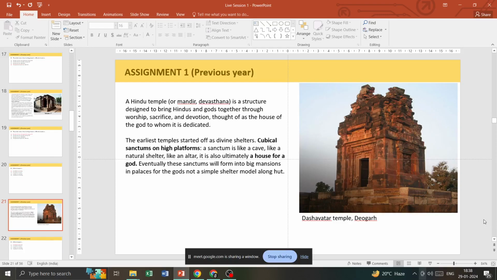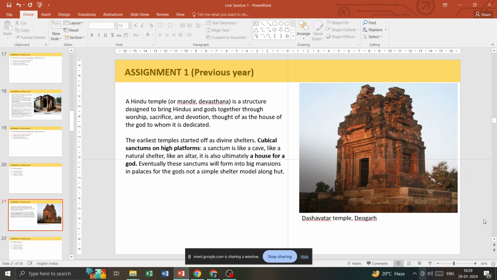A Hindu temple, mandir, devsthan, is a structure designed to bring Hindus and gods together through worship, sacrifice and devotion. It is thought of as the house of the god to whom it is dedicated. So in temple culture of Hinduism, the temple is thought of as the house of the god, as a shelter of the god, and that place is dedicated to the god. The earliest temples started off as divine shelters, and they were usually of the form of cubicles, sanctums on high platforms.